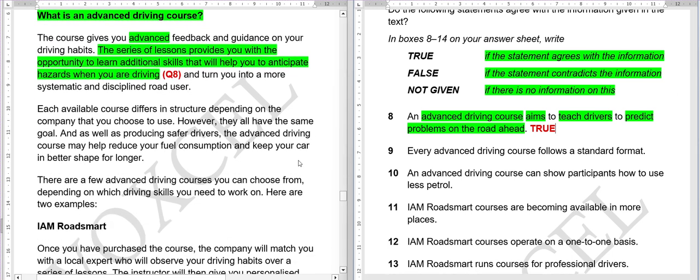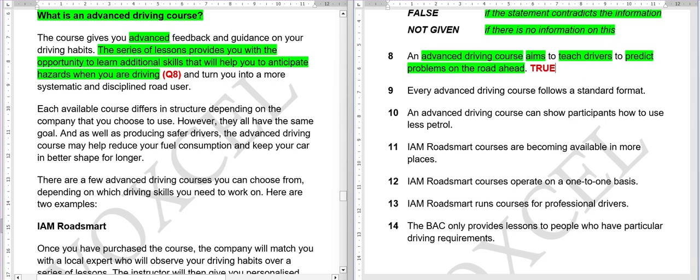Let's read the ninth question now. Every advanced driving course follows a standard format. So maybe there is more than one advanced driving course, and however many they are, we don't have to worry about that.